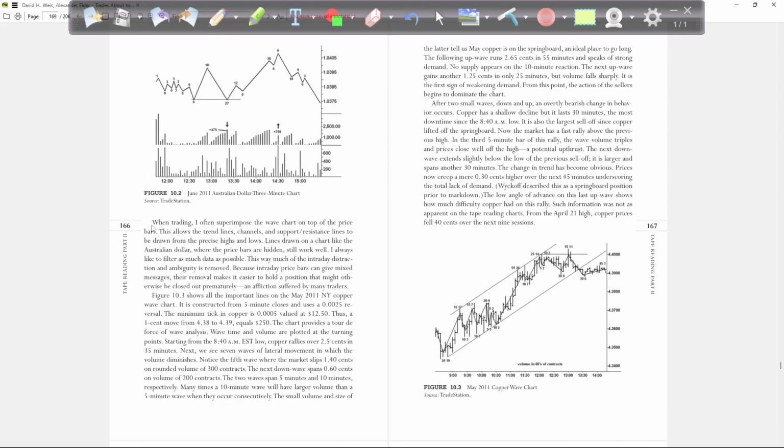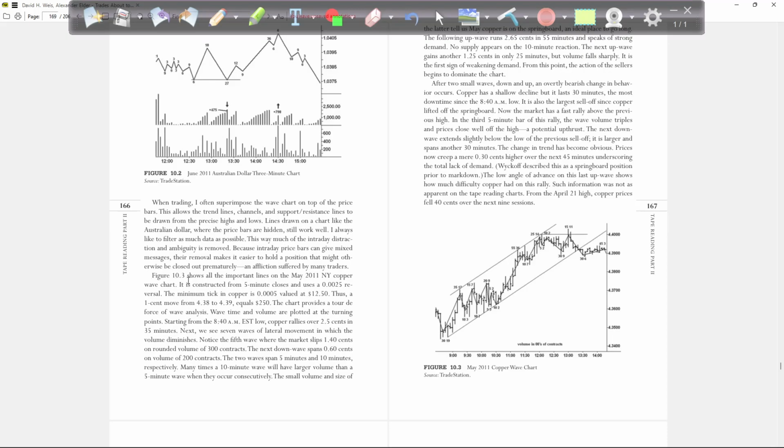When trading, I often superimpose the wave chart on top of the price bars. This allows the trend lines, channels, and support or resistance lines to be drawn from the precise highs and lows. Lines drawn on a chart like the Australian dollar where the price bars are hidden still work. I always like to filter as much data as possible. This way, much of the intraday distraction and ambiguity is removed, because intraday price bars can give mixed messages. Their removal makes it easier to hold a position that might otherwise be closed out prematurely, an affliction suffered by many traders.